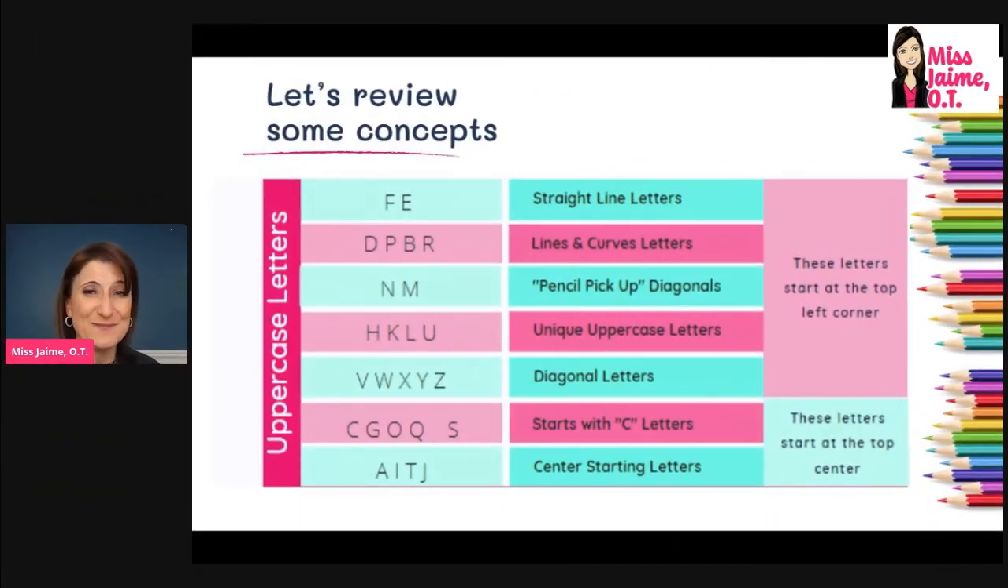Let's review some concepts. So we have our uppercase letters, and you can see at the right, we've got pink, which says these letters all start at the top left corner. So the majority of our capital letters start at the top left corner. You can see by the rows how our letters are grouped and how they go together. On the bottom, we have our letters that start in the top center. So those are our starts with C letters and then our other center starting letters. But for the most part, our caps start at the top left corner.